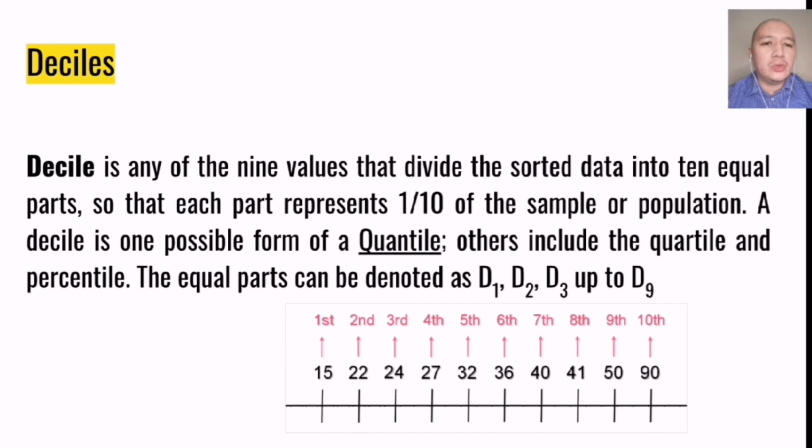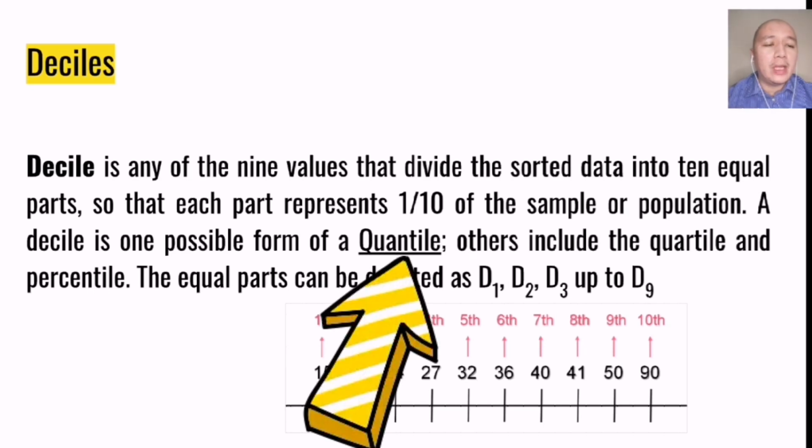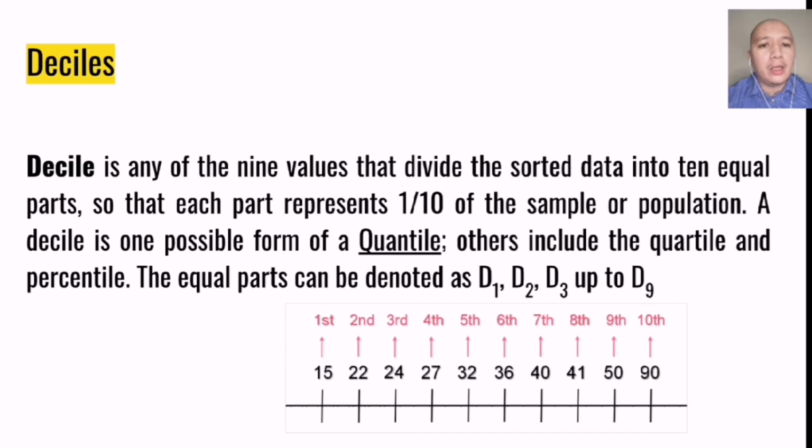A decile is one possible form of a quantile. So yung quantile, that is the umbrella term for everything that we have discussed in measures of location. So we have deciles, percentile, tapos later on we will have quartile. So lahat yun, ang tawag doon ay quantiles. Now, others include the quartile and percentile.